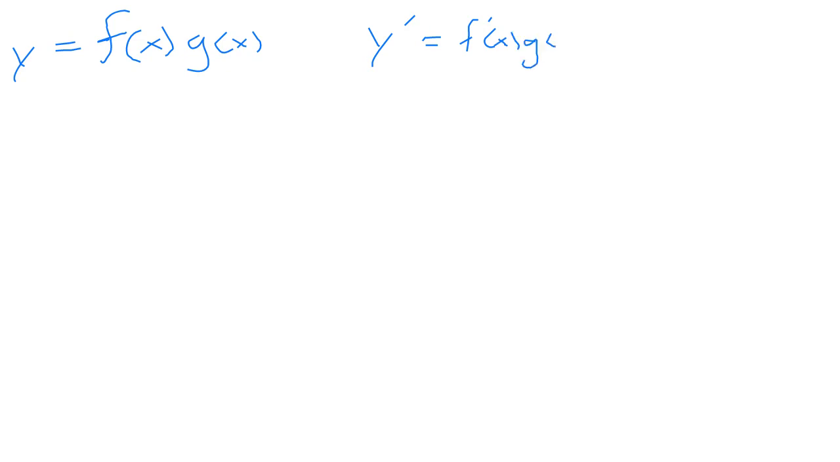All right, let me write it like this. We know that if you have f of x times g of x, let's call it y, equal to a function times a function, then the derivative of y is equal to f dash of x times g of x plus f of x times g dash of x. By dash I mean derivative.